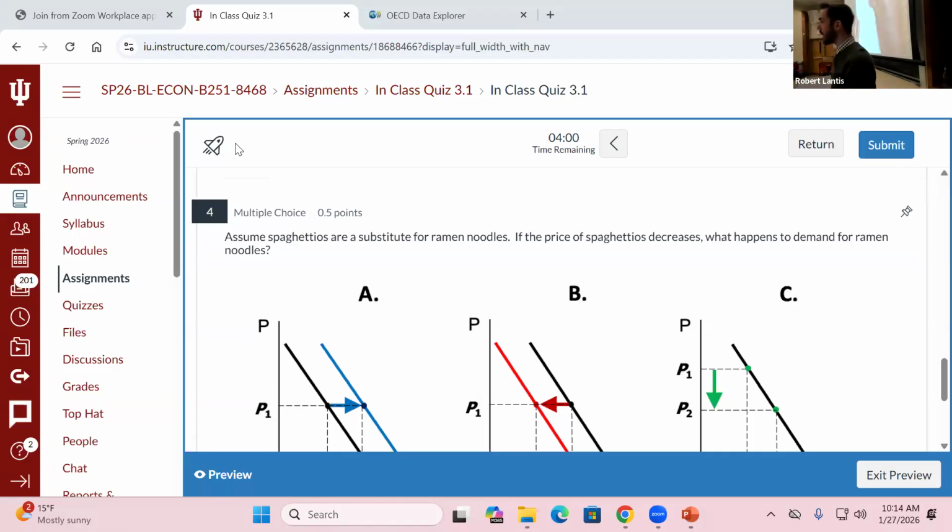Right? Now, the exact opposite would be true. So let's think about if the price of SpaghettiOs now goes up. Well, I'm less likely to buy SpaghettiOs, and now I'm more likely to buy ramen, right? So we kind of have this inverse relationship when it comes to the price and the demand for substitute goods. I think that one's kind of intuitive.